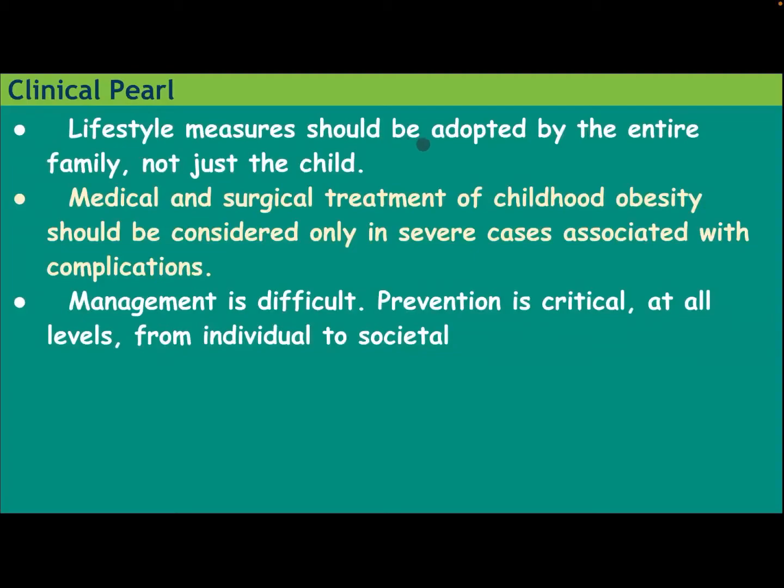Lifestyle measures should be adopted by the entire family, not just the child. Medical and surgical treatment of childhood obesity should be considered only in severe cases associated with complications. Management is difficult. Prevention is critical at all levels, from individual to social.